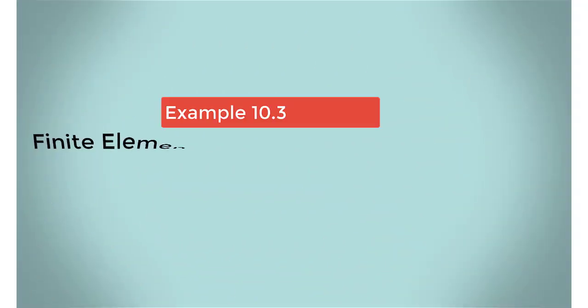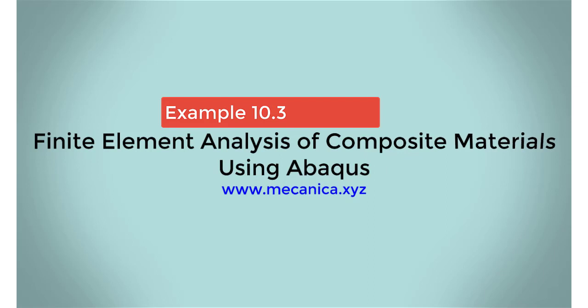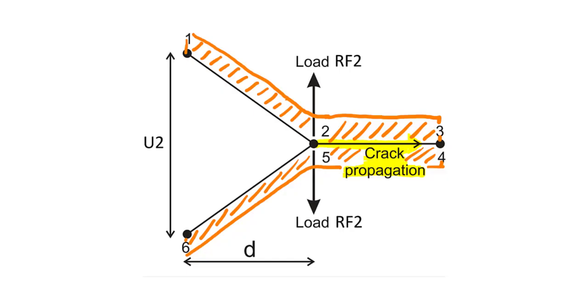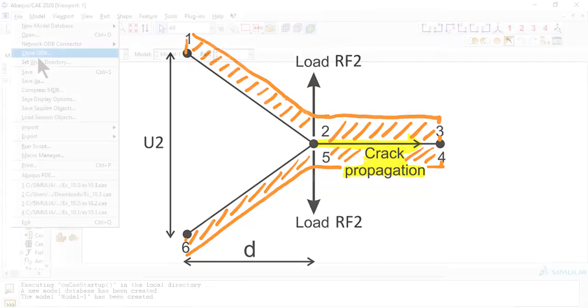Hello everyone, my name is Ever Barbero, and today I'd like to talk about example 10.3 in my textbook, Finite Element Analysis of Composite Materials using Abaqus. In this example, we show you how to simulate the debonding between two layers, also called substrates, by using the virtual crack closure technique, VCCT, described in section 10.2 of the textbook.